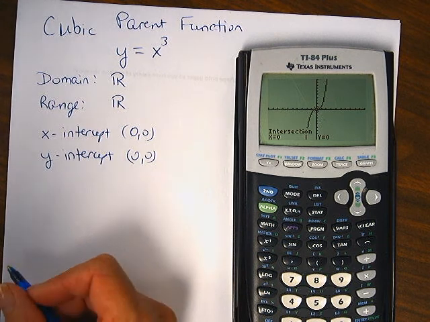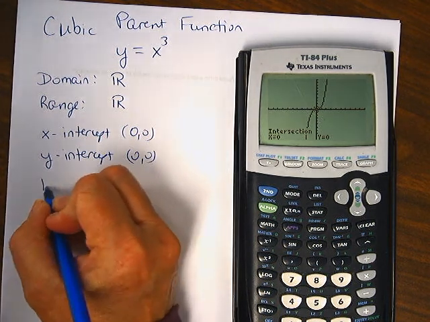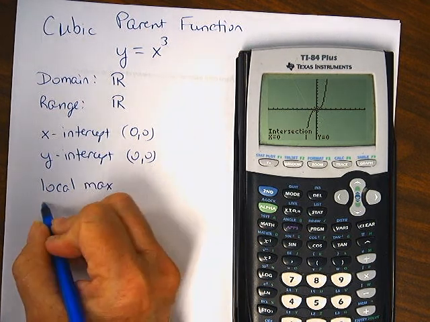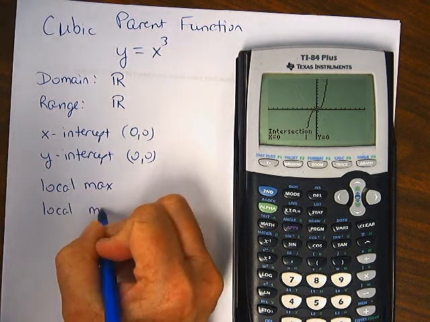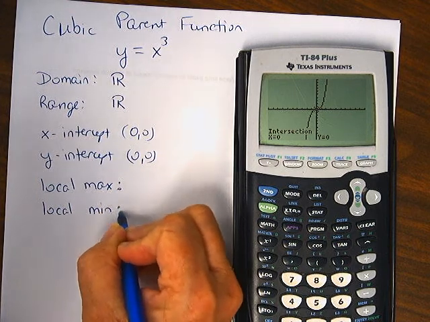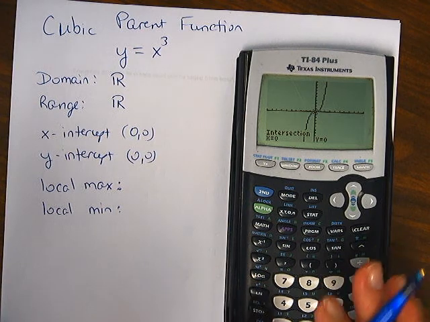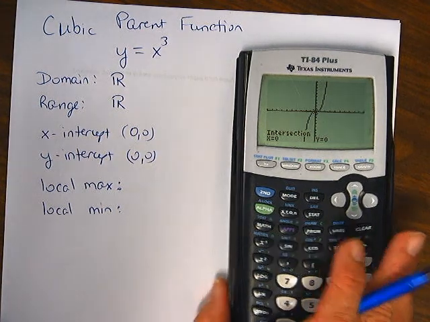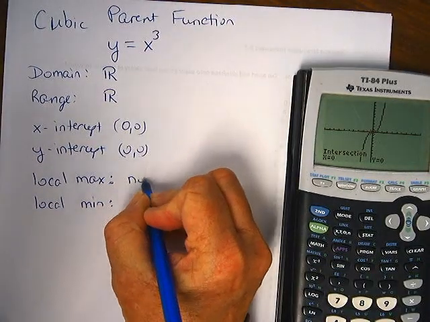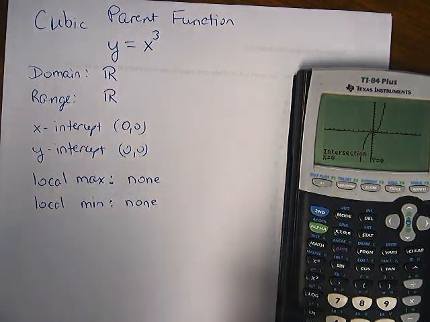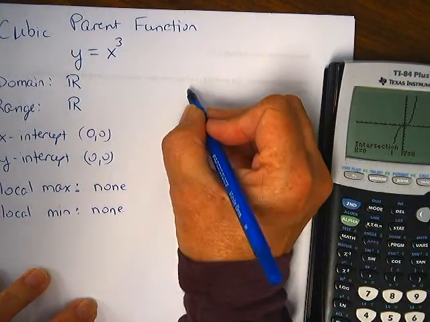Okay, how about local max and local min? So local max, local min. Does it look like we have one? And this is the unique thing about our parent function. It does not have a local max or a local min. So we'll just put none down. And the last thing we want to know is our ending behavior.